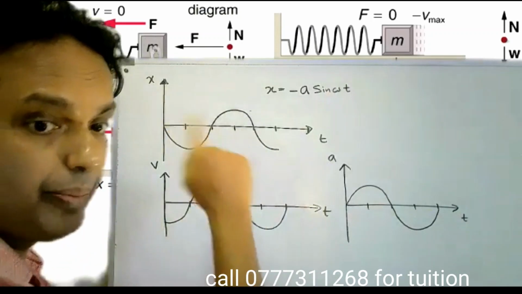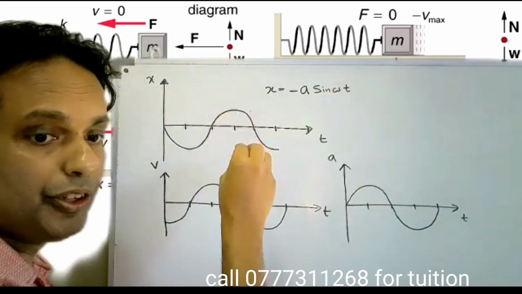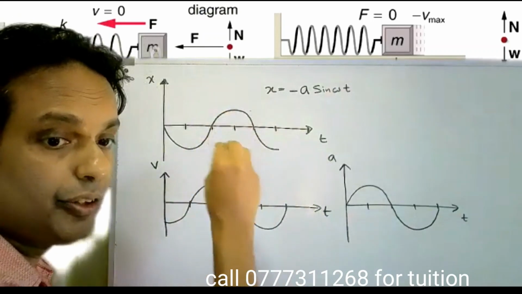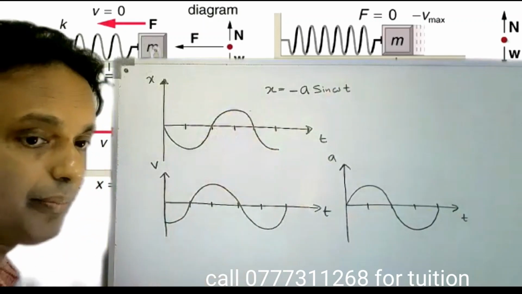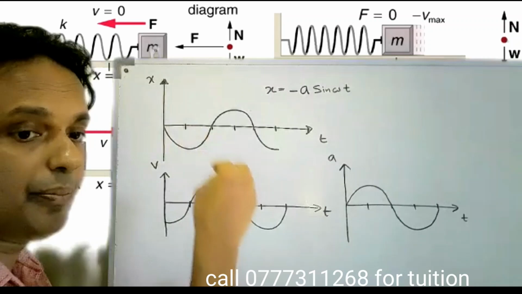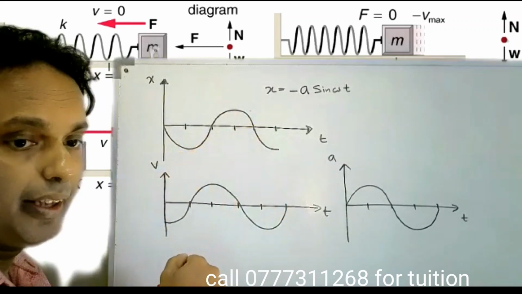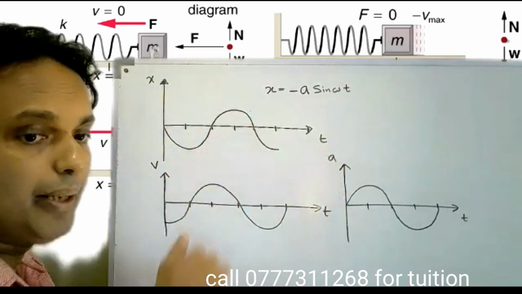But there's another relationship. Again, remember this. Acceleration is directly proportional to negative displacement and directed toward the fixed point. That's the definition of simple harmonic motion. Oscillatory motion of an object where the acceleration is directly proportional to negative displacement and is directed toward the fixed point, the equilibrium point.